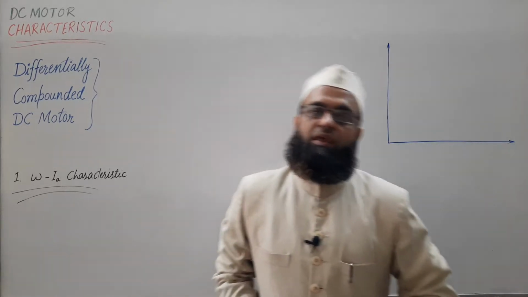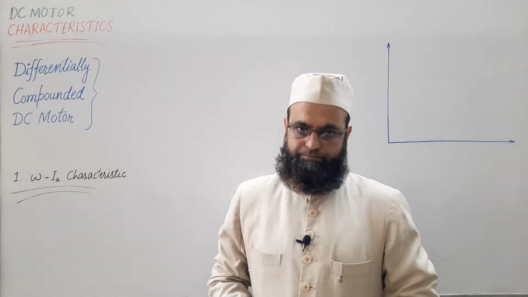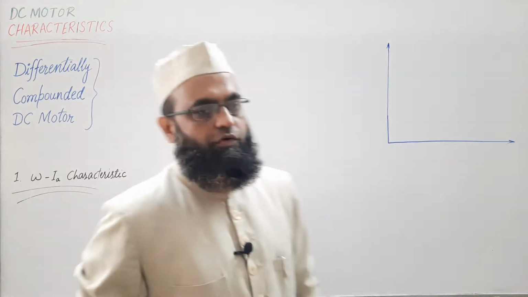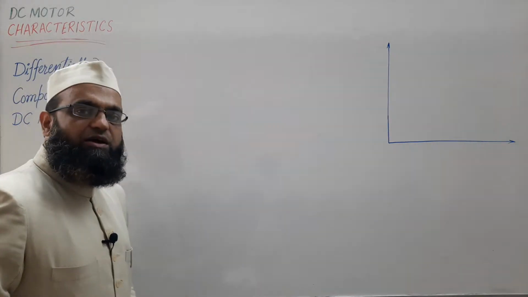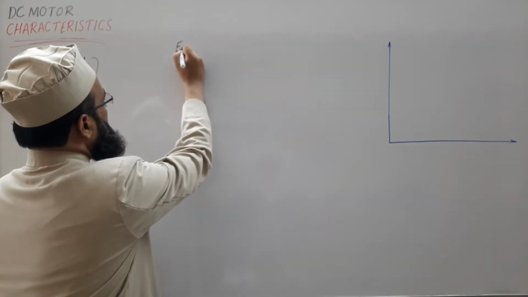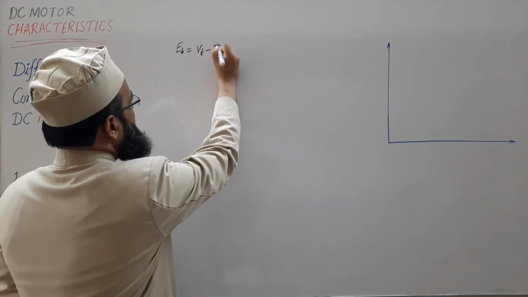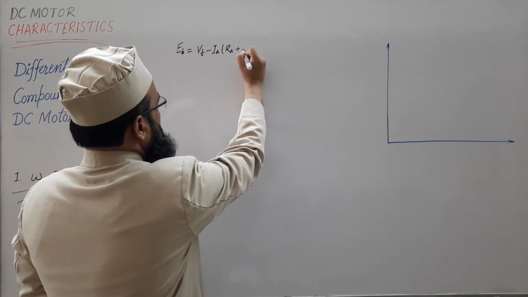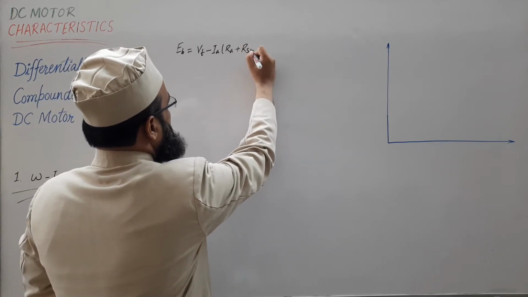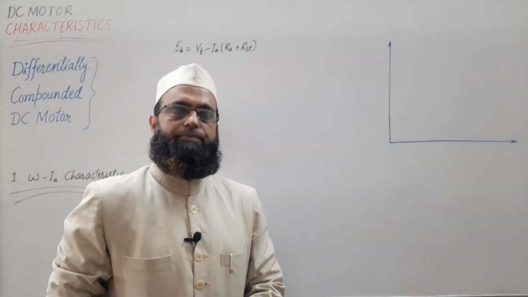Dear students, today we will learn differentially compounded DC motor characteristic. So for such type of motor, we may write the back EMF Eb as terminal voltage Vt minus armature current Ia times (armature resistance Ra plus series field winding resistance Rse). You know it very well.